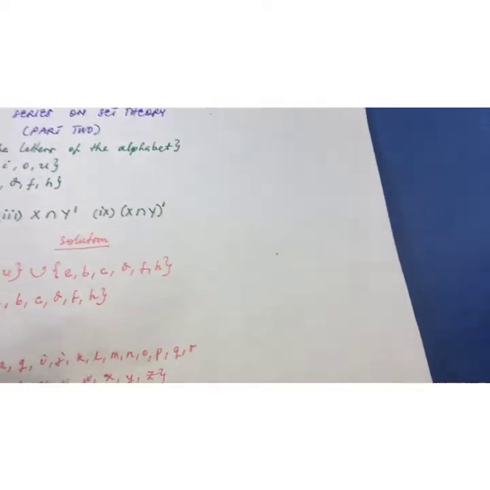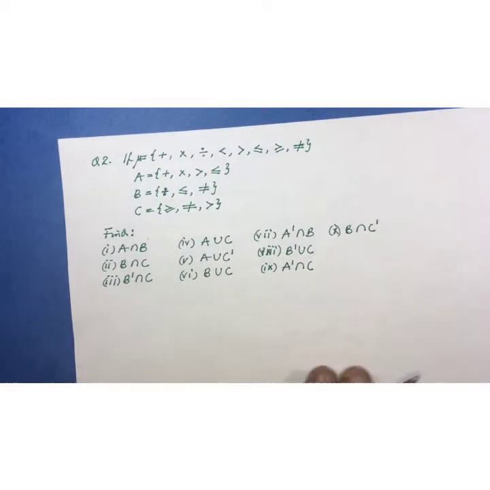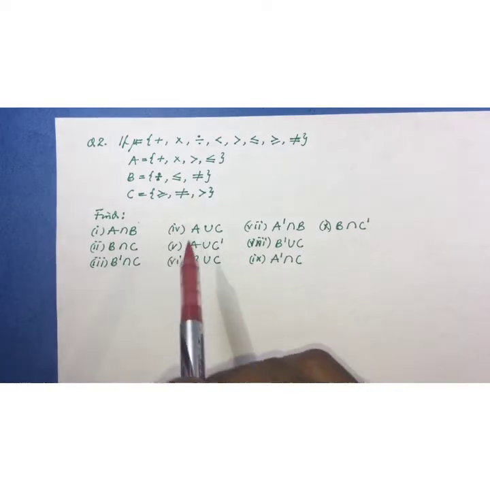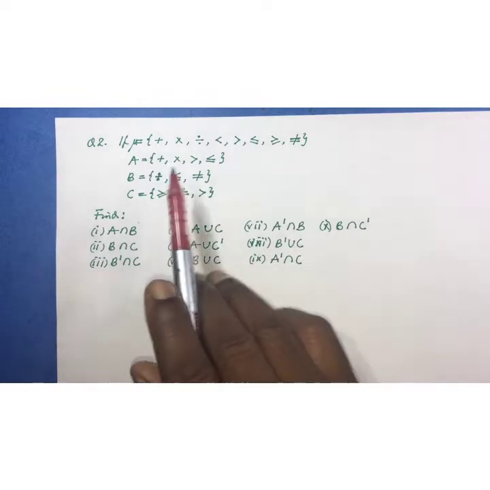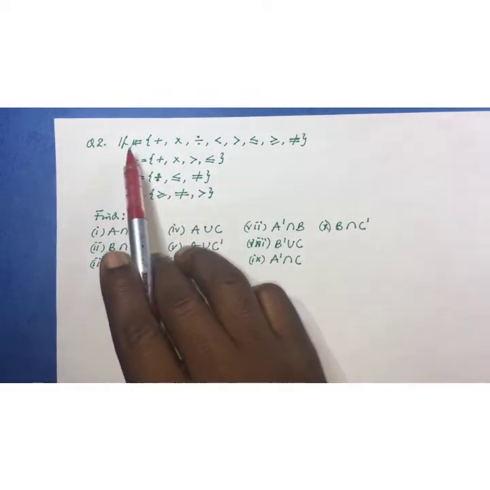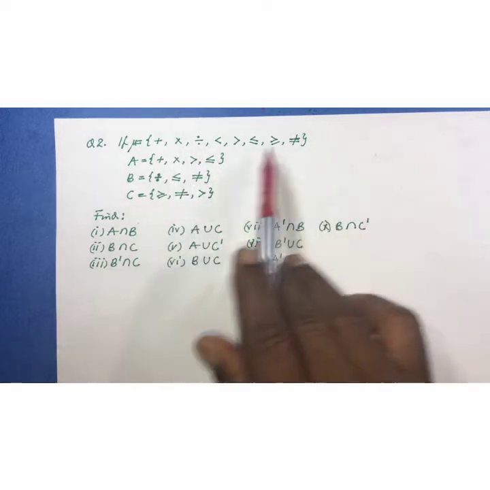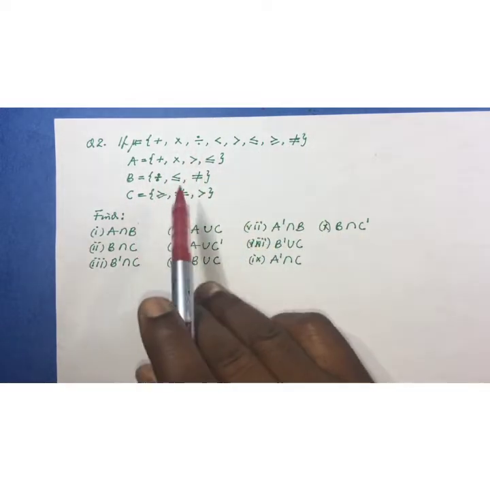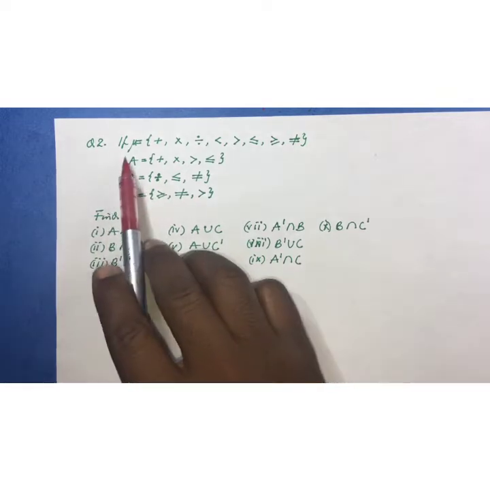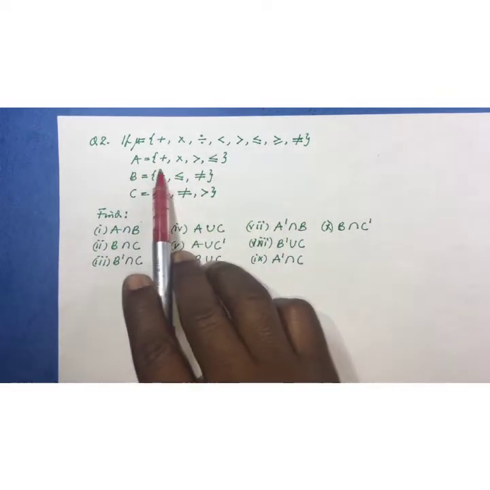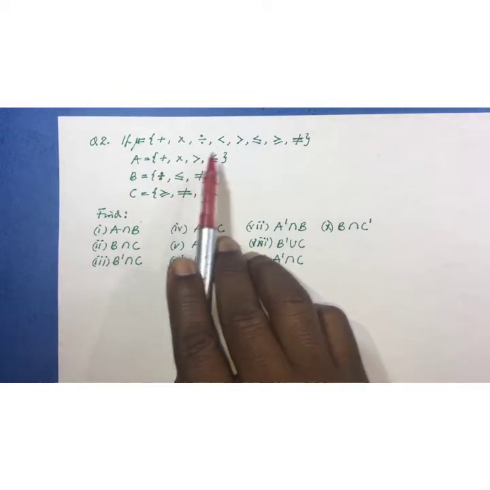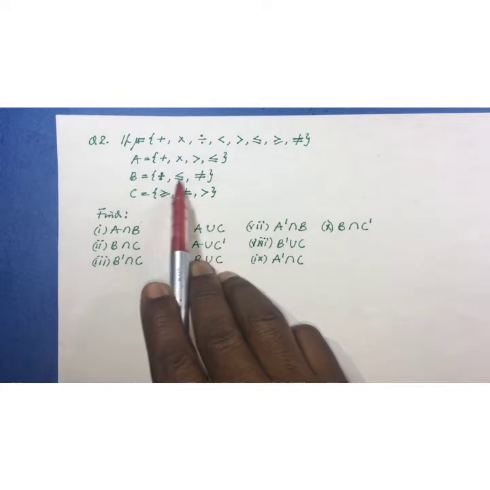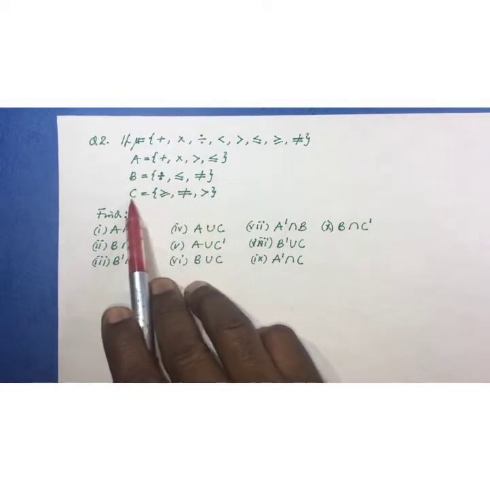Okay, so let's go over to problem 2. Problem 2 demands that we find all these intersections and unions, and we are given this set containing mathematical or logical operations or inequalities. Let's see. The universal set contains this, A contains addition, multiplication, greater than and less than or equal to, B contains division, less than or equal to, not equal to, and C contains this.